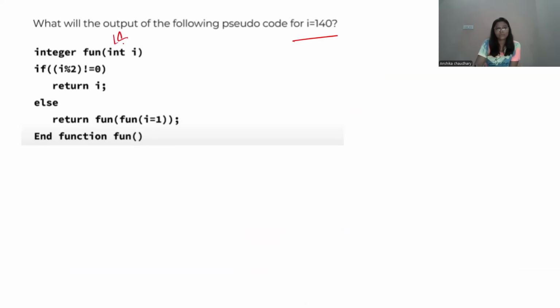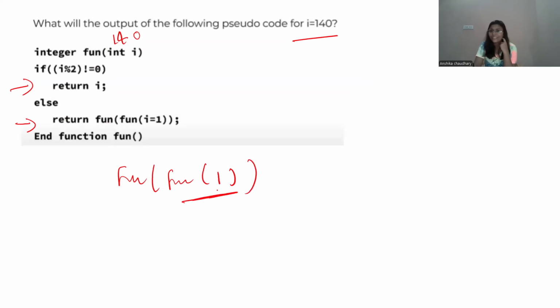So initially 140 will pass here. We will check for the condition if i modulus 2 is not equals to 0. That means i value is an odd value, or we can say that it is not completely divided by 2. So 140 is not completely divided by 2. No, it is false. So we will come here in the else part and we need to return function of i assign 1. That means we are assigning i as 1. So we will call function 1.